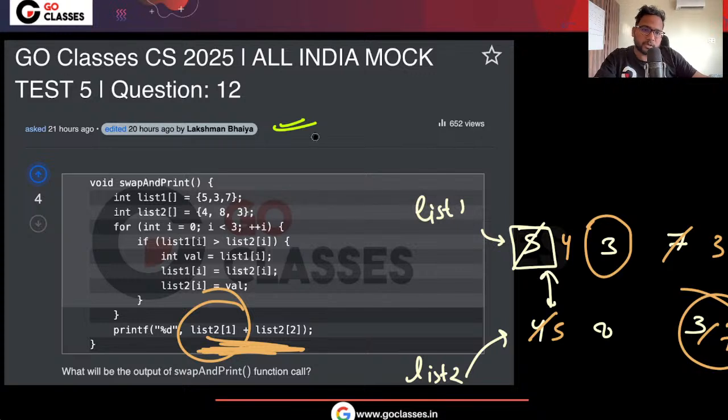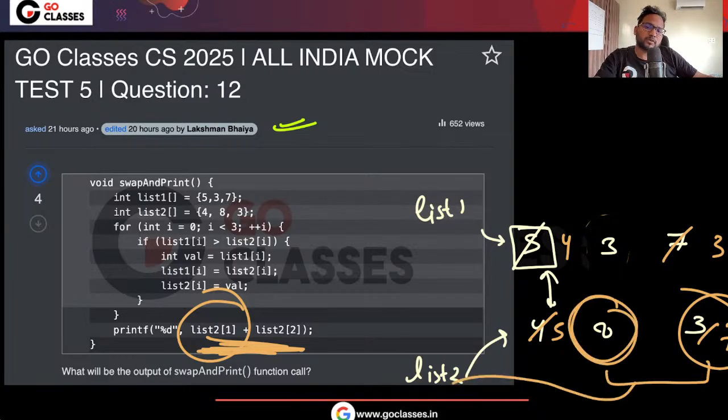So list 2 of 1 and list 2 of 2. I think this is 8 plus 7. This is not 3 plus 7. 8 plus 7 will be the answer. So 15 is the answer here. Understood? That was, I think, an easy question only. Silly mistakes can happen in easy questions also, but yes, it was an easy question only.